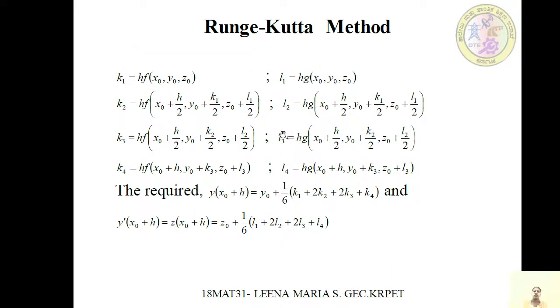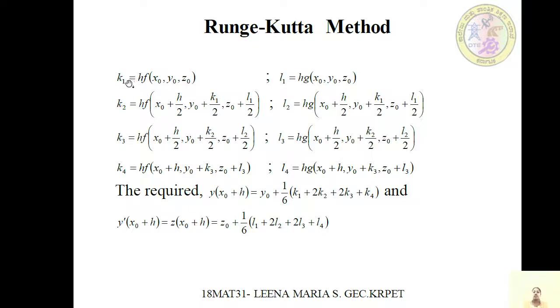So let us see the formula for the Runge-Kutta method. Here we use the Runge-Kutta method to find the values of y of x naught plus h and z of x naught plus h. Here k1, k2, k3, k4, L1, L2, L3, L4 and h are the small increments in y, z and x respectively. So we find k1, k2, k3, k4 and substitute in the value of y. Similarly L1, L2, L3, L4 and substitute in the value of y dash, that is, we are going to find for z.